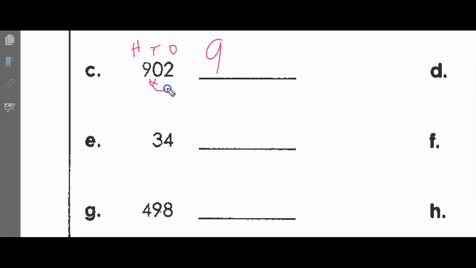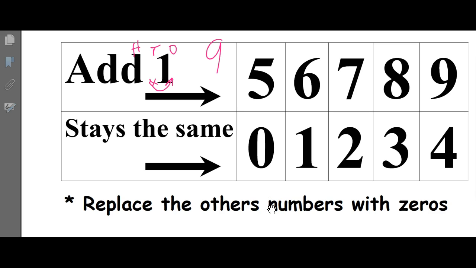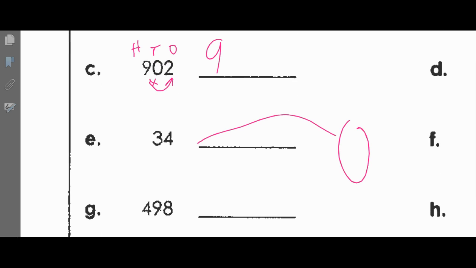Okay. And then look down to the right. What does the 2 say? You remember? 20. Oh, okay, hold on. Let's go back to the chart. Here's 2. See? And it tells me what to do. Stays the same. So do I have to change the 0? No, I don't have to change the 0. And replace the 2 with a 0.